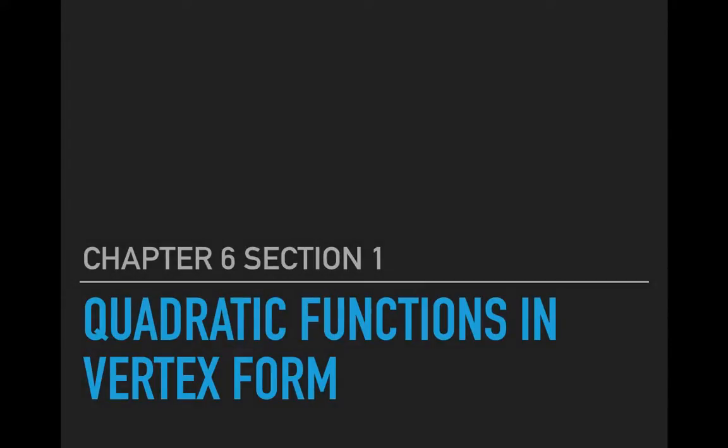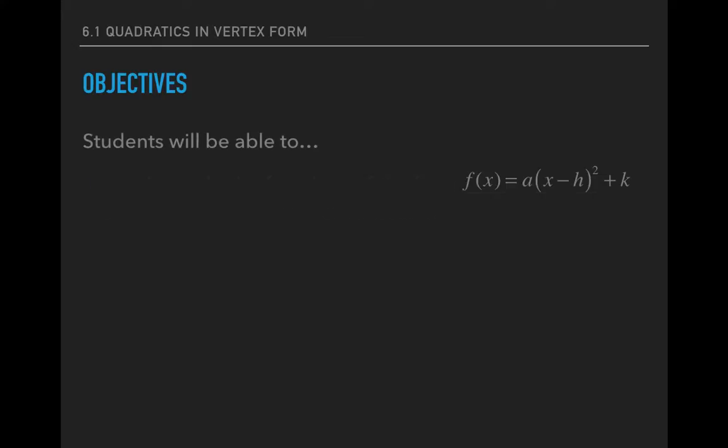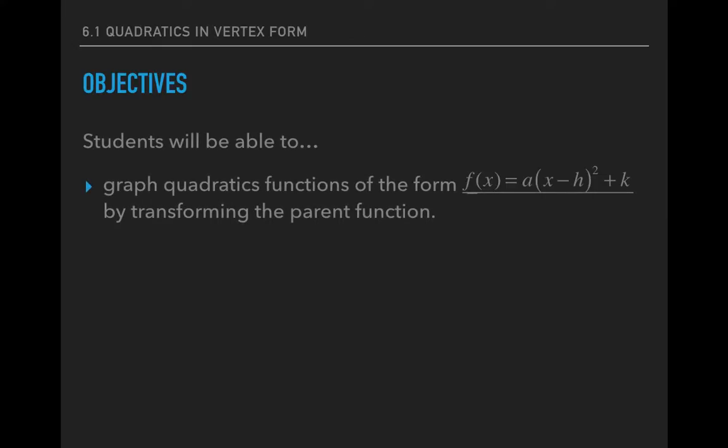Alright guys, in this video we are looking at quadratic functions in vertex form. As students, your objectives are going to be to graph quadratic functions in the form f of x equals a, and in parentheses, x opposite of h squared plus k. That is called vertex form. We're going to look closer at that. That's really what this whole section is all about.